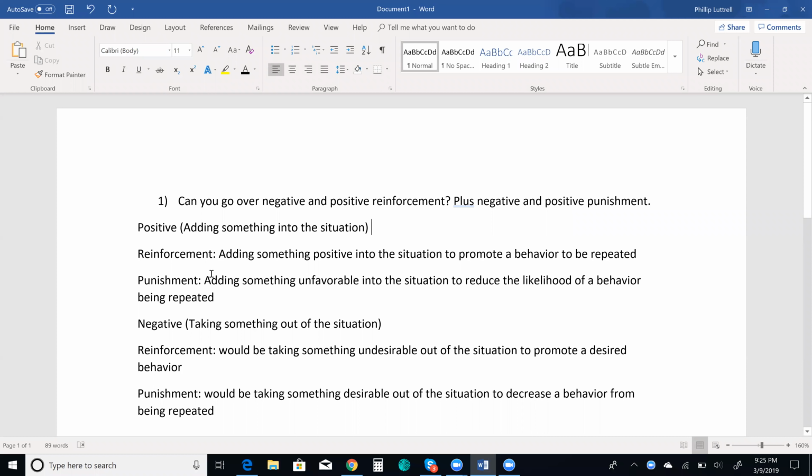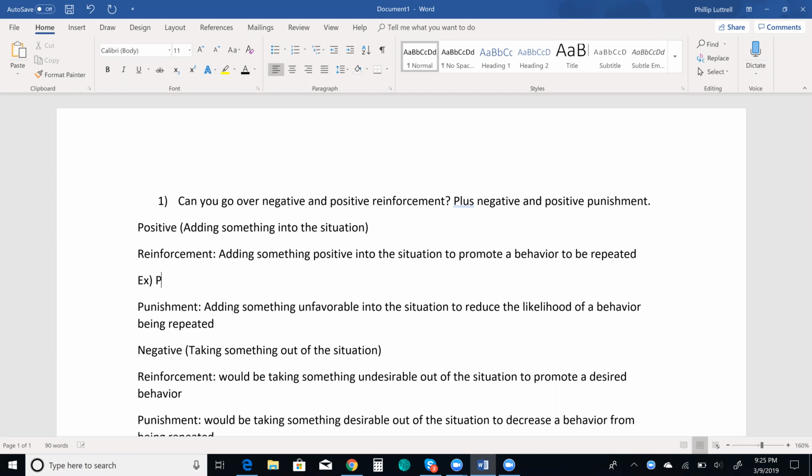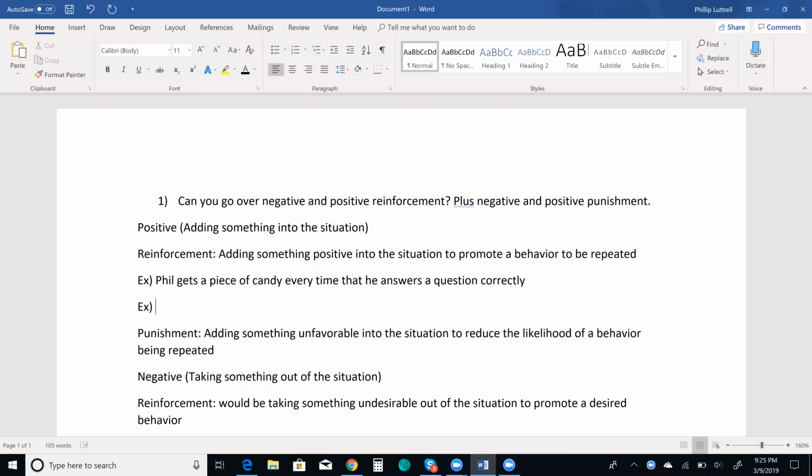So let's provide some examples. So positive reinforcement would be Bill gets a piece of candy any time that he answers a question correctly. Another example. Let's just say Tom. Tom gets paid $5 for every time that he washes the dishes. So very positive things for him. You get a reward for doing positive behavior. So they're more likely to answer the question correctly and do the dishes.